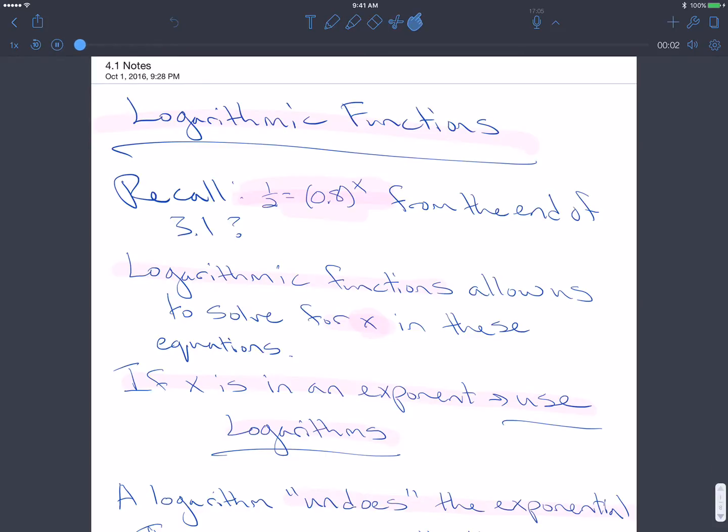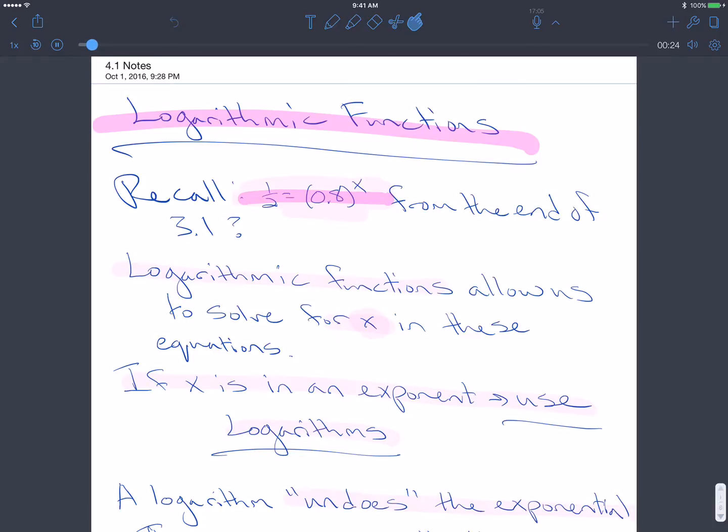Today we venture into chapter 4, logarithmic functions. These can be a little weird. I'm going to try and put them in context, and so hopefully that will help. If you recall, at the end of 3.1, I gave you this equation and said, well, we don't have a way to solve that yet, but we'll get there in chapter 4, basically.